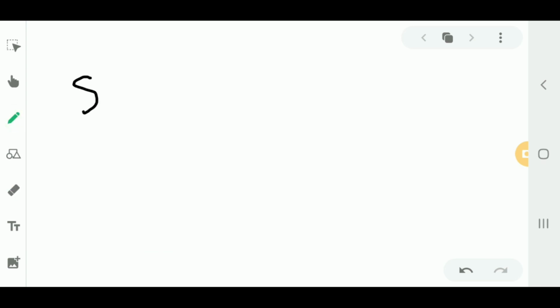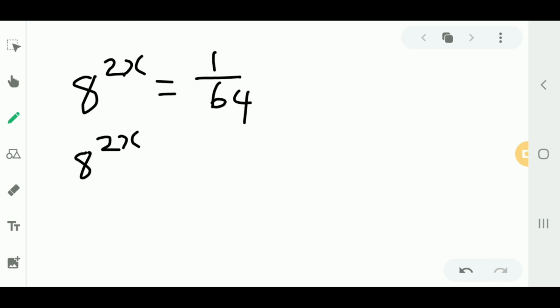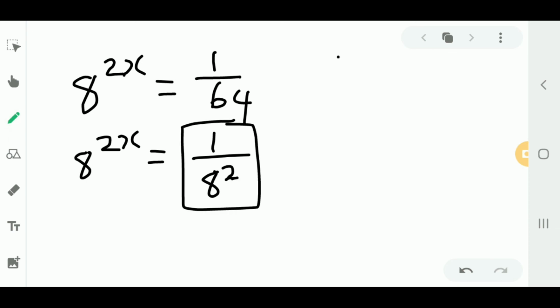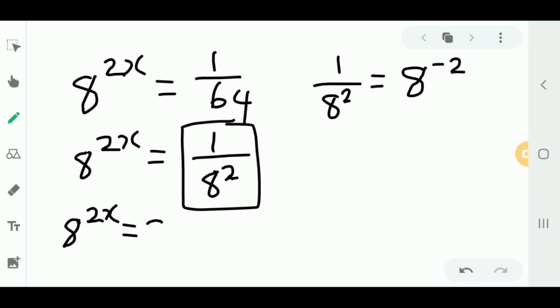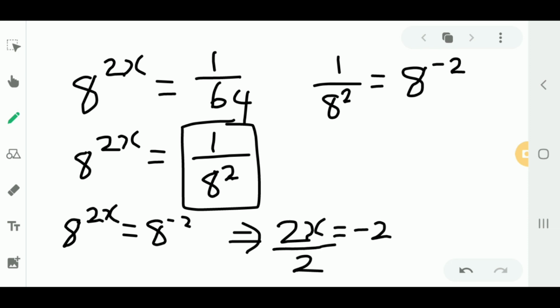Alright, so let's say we have 8 to the 2x is equal to 1 over 64. The lowest base here is 8, and we can change 64 to base 8. So we have 8 to the 2x is equal to 1 over 8 squared. Now, this is the same thing as saying 8 to the minus 2. So we have 8 to the 2x is equal to 8 to the minus 2. So now that the bases are the same, we can equate the power. So we have 2x is equal to minus 2, and we're solving for x, so we're dividing both sides by 2. So x is equal to minus 1.